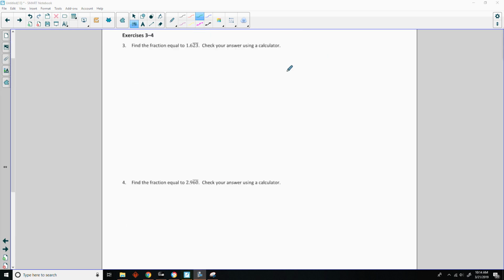Okay, so let's try that again. We're just going to repeat the process, and hopefully you'll get the hang of it after a few of these. It says to find the fraction equal to 1.623 repeating. Check your answer using a calculator. So you let x equal the whole thing.